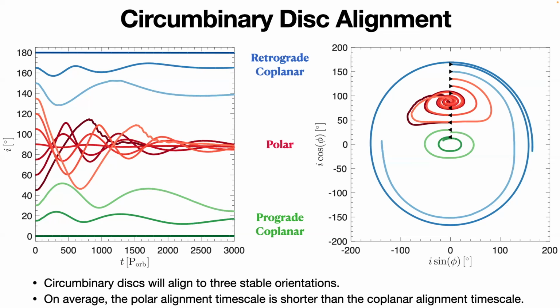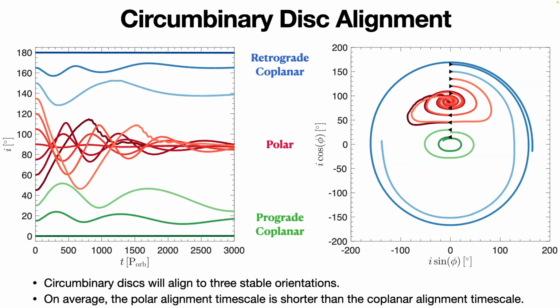And so you always have a misaligned disk, and you can form misaligned planets. Okay, so it really depends on this alignment time scale. But in general, again, you can see from these simulations, the polar alignment is a lot quicker, but you can kind of tune the disk parameters and the binary parameters where you can elongate this alignment time scale.